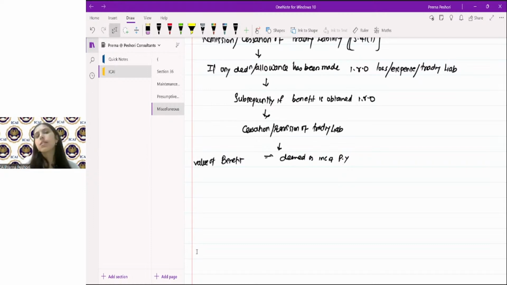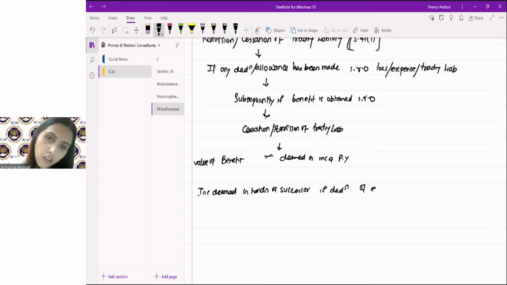Deduction is also allowed to the successor if the amount is taken into consideration in the income of the predecessor. Similarly, here also remission or cessation of trading liability is deemed as income in the hands of the successor. Income deemed in hands of successor if deduction of expense or liability allowed to the predecessor. So in case there is amalgamation or where a firm is succeeded by another firm, in case of demerger, then this will be taxed in the hands of the other person also.